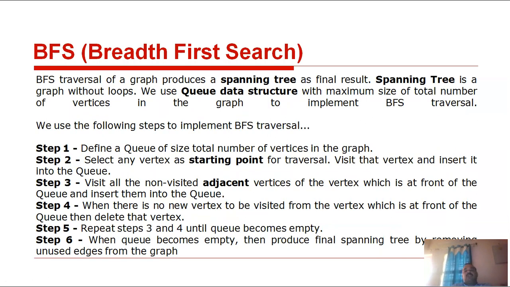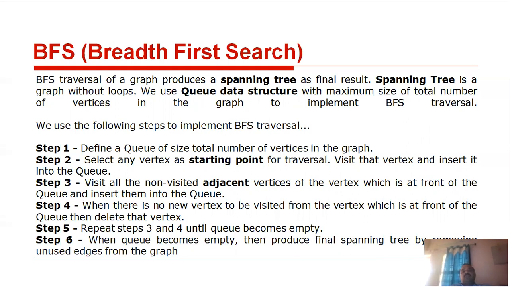In breadth first search, BFS traversal of a graph produces a spanning tree as the final result. A spanning tree is a graph without loops. We use a queue data structure with maximum size of the total number of vertices in the graph to implement BFS traversal. We use the following steps. Step 1, define a queue of size equal to the total number of vertices in the graph. Step 2, select any vertex as a starting point for the traversal. Visit the vertex and insert it into the queue.